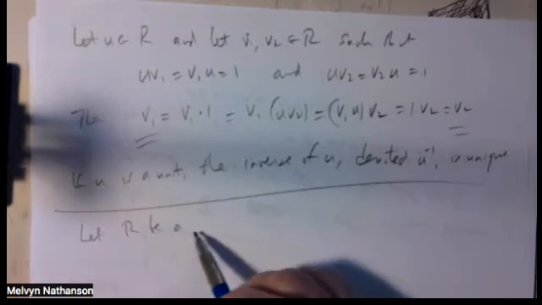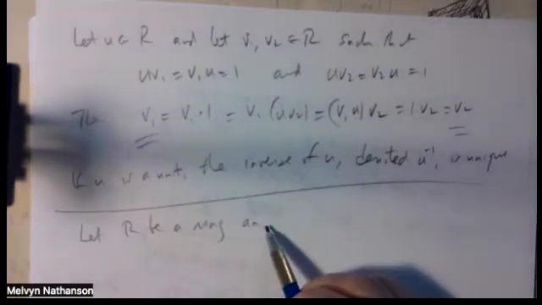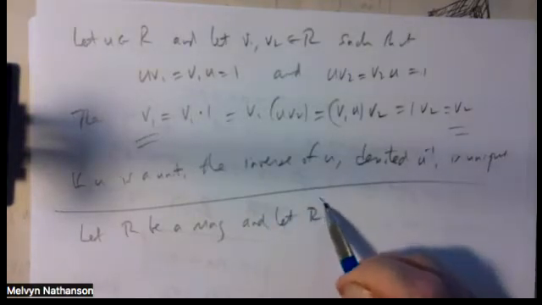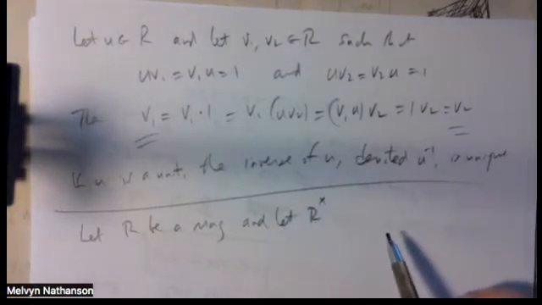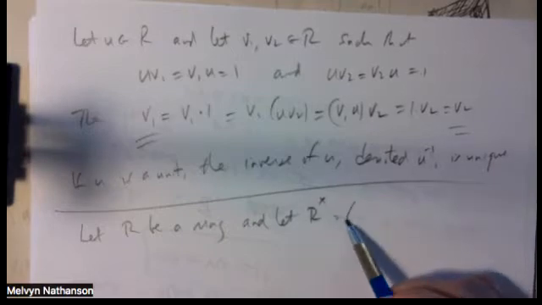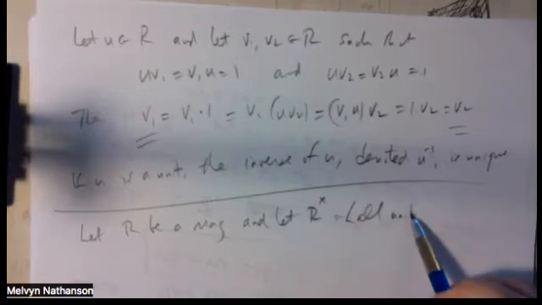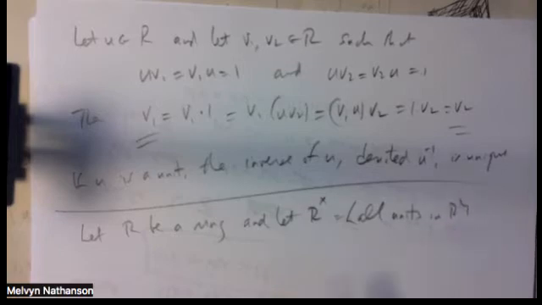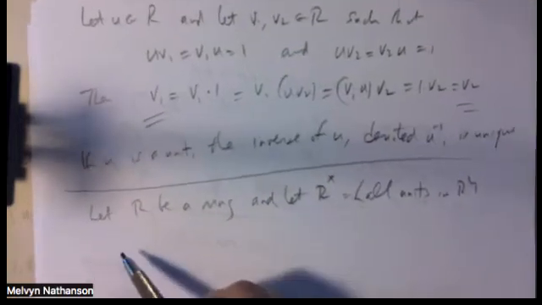So let R be a ring, and let R with a superscript times sign be the set of all units in R. So note, first of all, if I take U equal 1, 1 times 1 is 1. So 1 is a unit. So the identity 1 is always in this set of units.